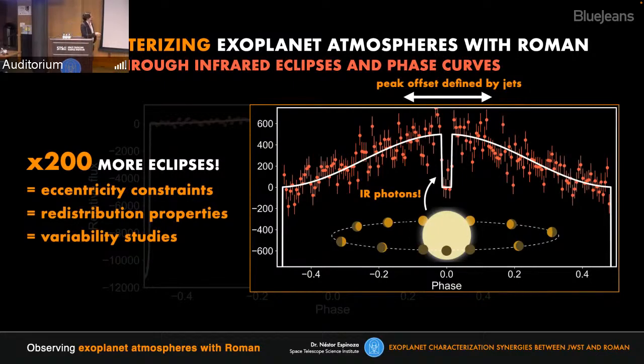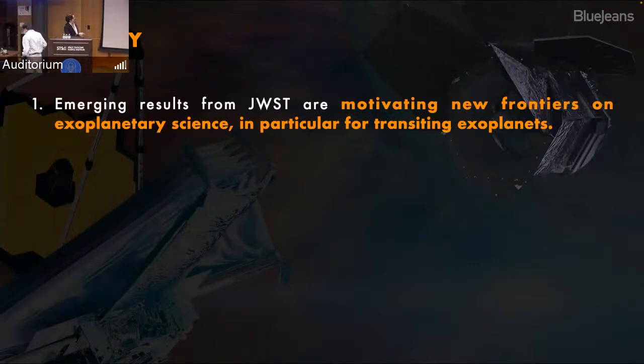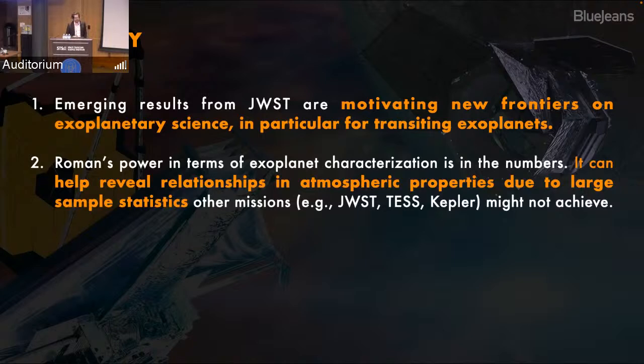So, to conclude on everything that I'm trying to tell you, summary. First, these emerging results from JWST are definitely motivating new frontiers in exoplanet science, in particular for transiting exoplanets. Roman is going to get you that. And in terms of exoplanet characteristics, it's in its numbers. The fact that Roman is going to observe so many stars is going to get you so many transiting exoplanets. A fraction of that you can characterize their atmospheres in these infrared wavelengths. It can help reveal relationships in atmospheric properties with the large sample statistics, and that other missions might not achieve because they don't have numbers.